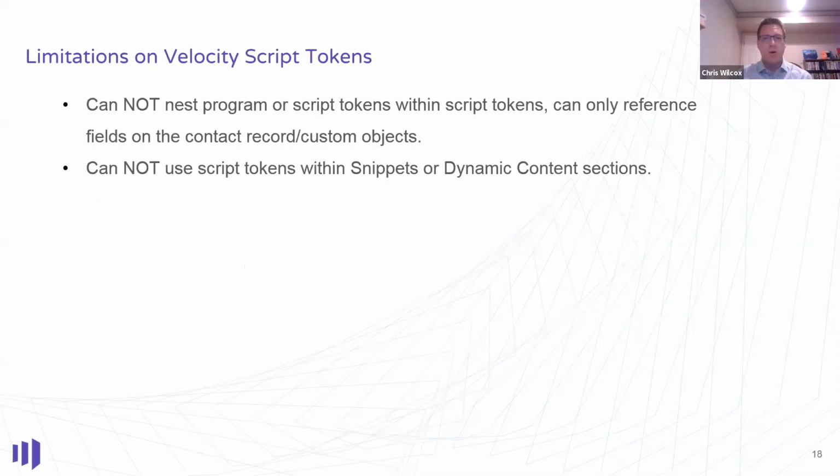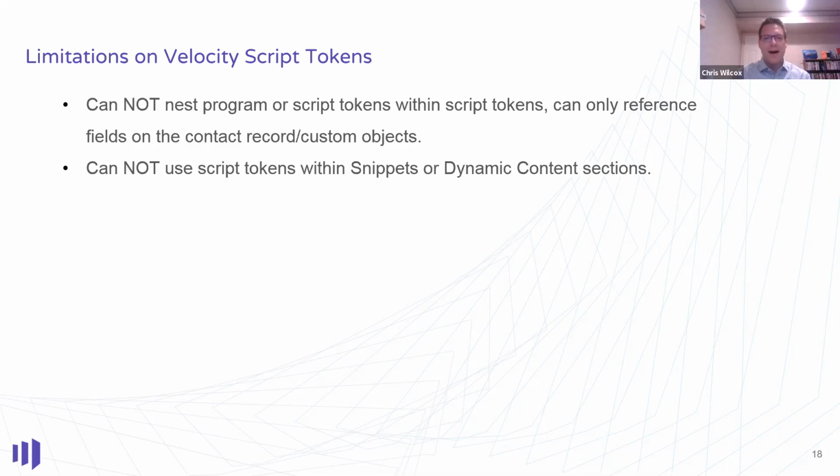So some quick limitations just to understand: you can't nest script tokens within script tokens. You can only reference fields, so you can't create one token and then put it inside another one and kind of combine them that way. And you also can't drop them into snippets or dynamic content.